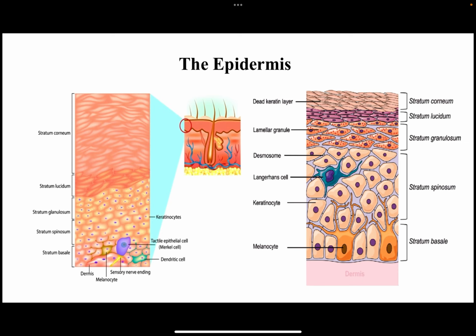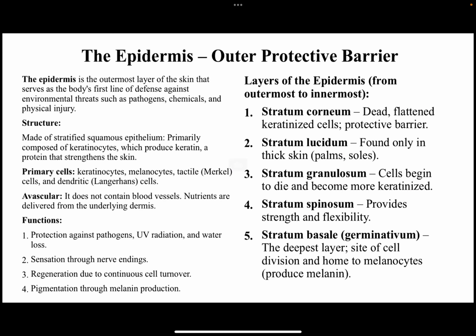Is that okay? Good. Now, one thing you also have to remember about the epidermis is that it is avascular. Blood vessels do not reach the epidermis. But because the epidermis is connected to the dermis, blood vessels reach the dermis.